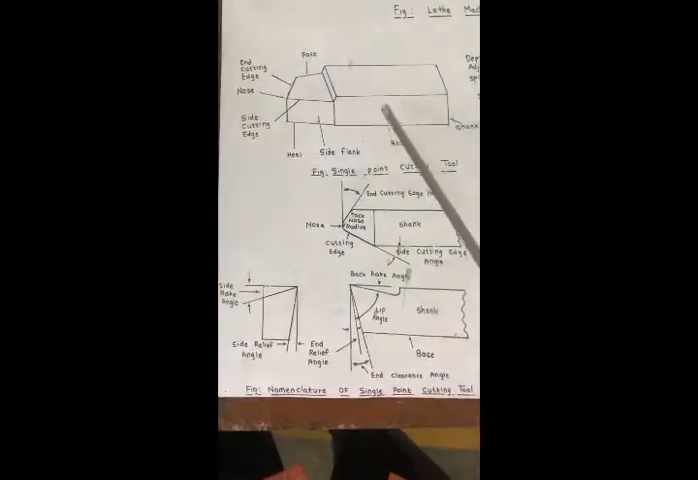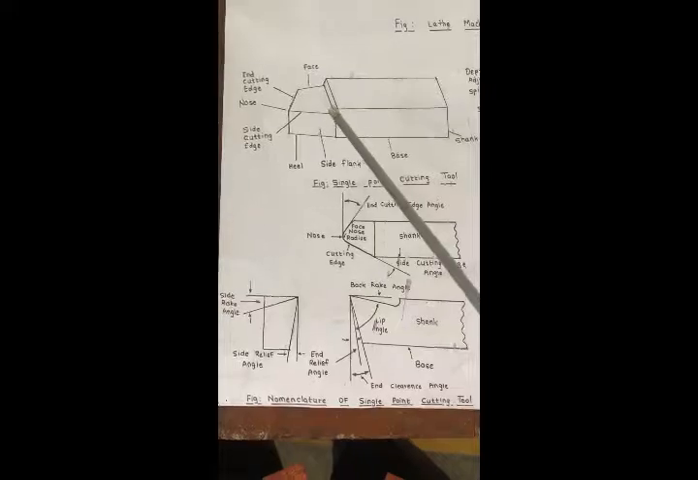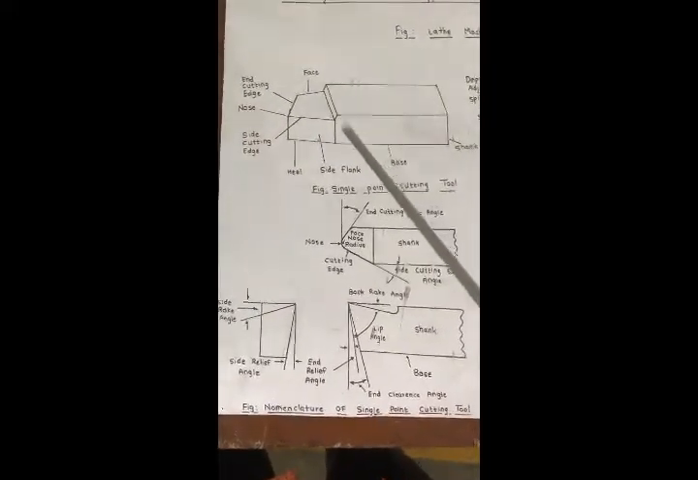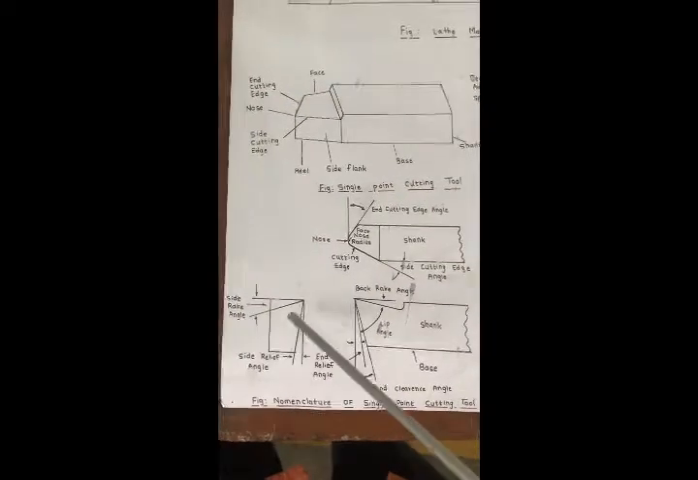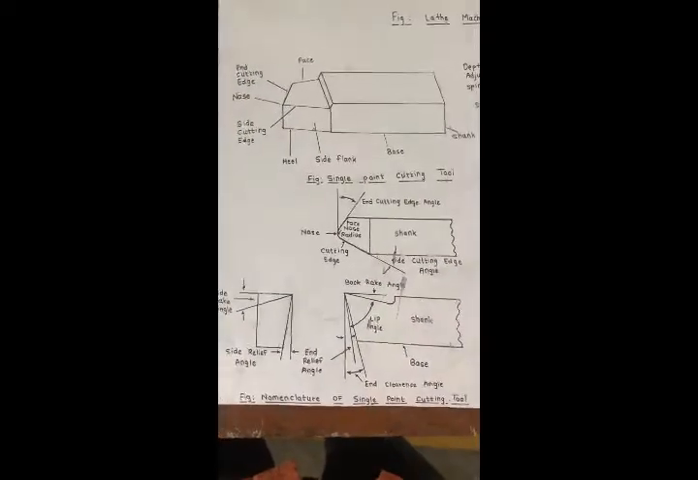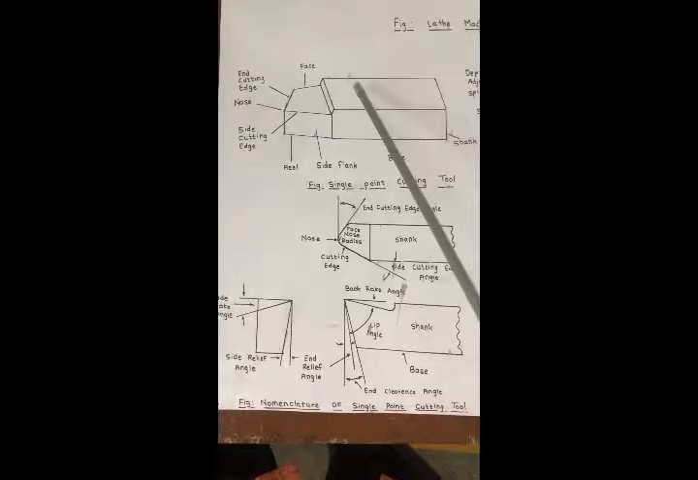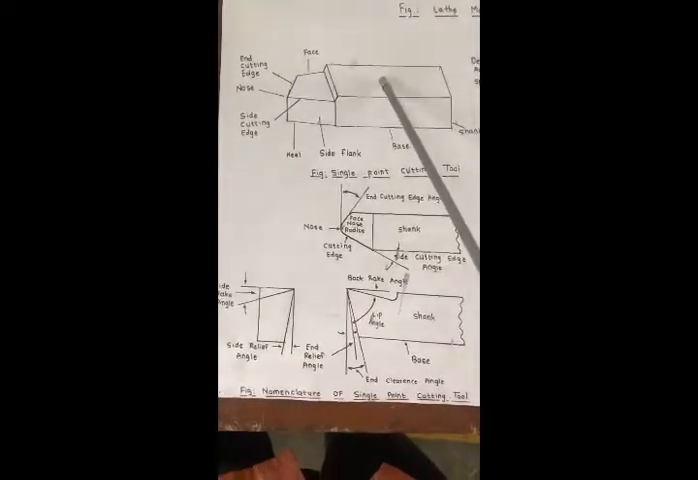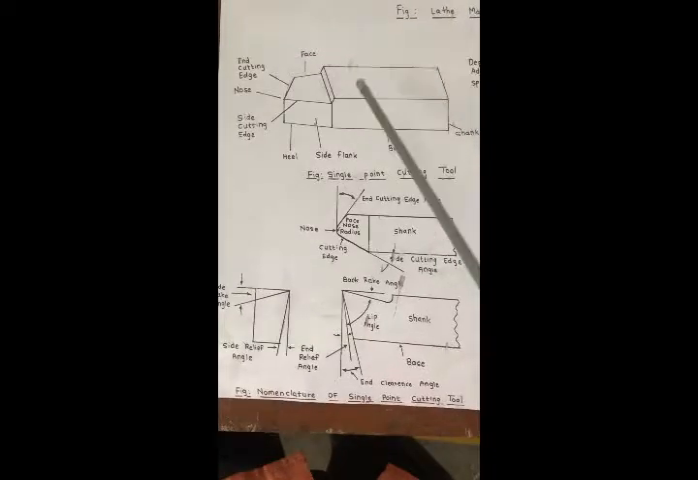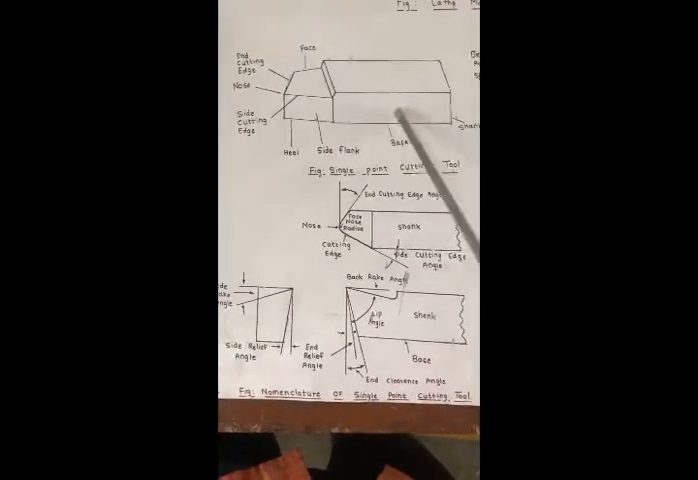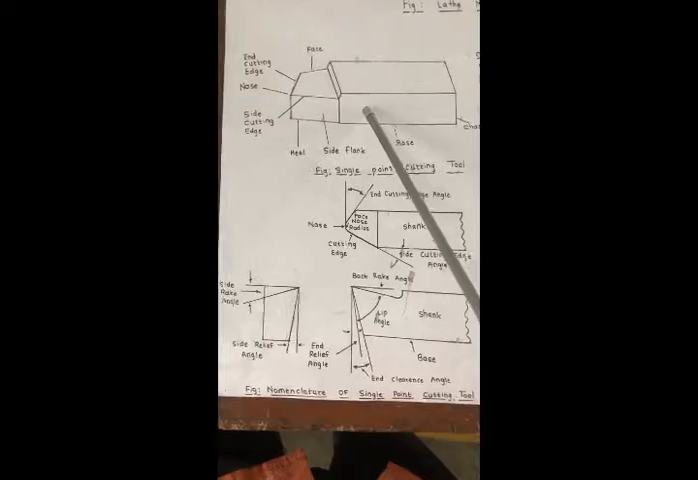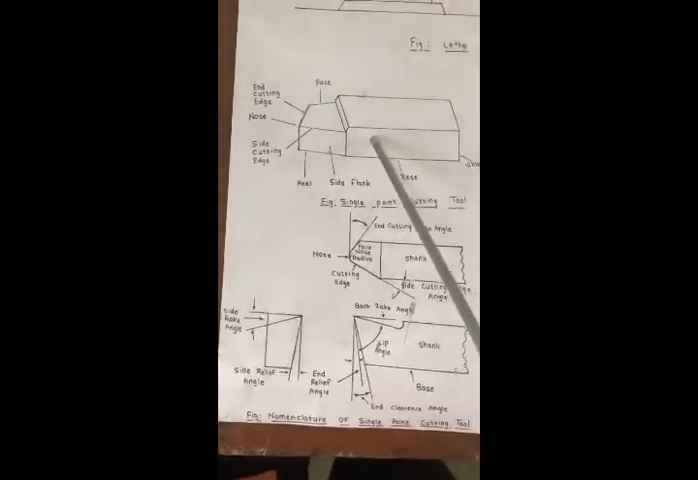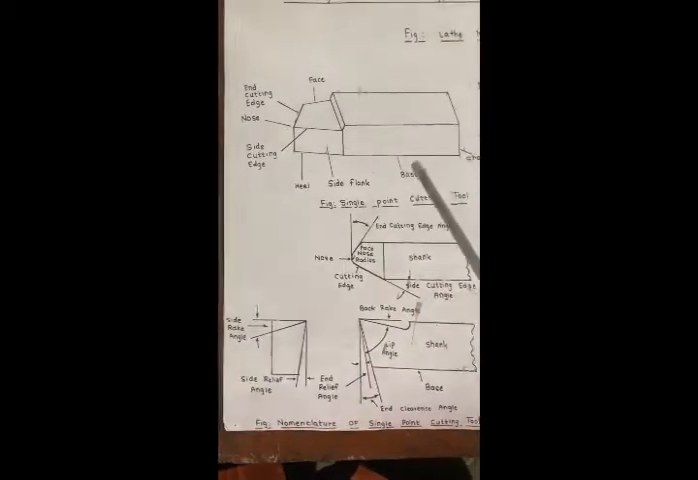In this single point cutting tool, we require three reference planes by which we can understand the various angles of the single point cutting tool. The first plane, which is a horizontal plane parallel to this surface, is considered as the horizontal plane. The next plane is the vertical plane, which is parallel to this surface, and the third plane is perpendicular to these two planes and is considered as the auxiliary plane.